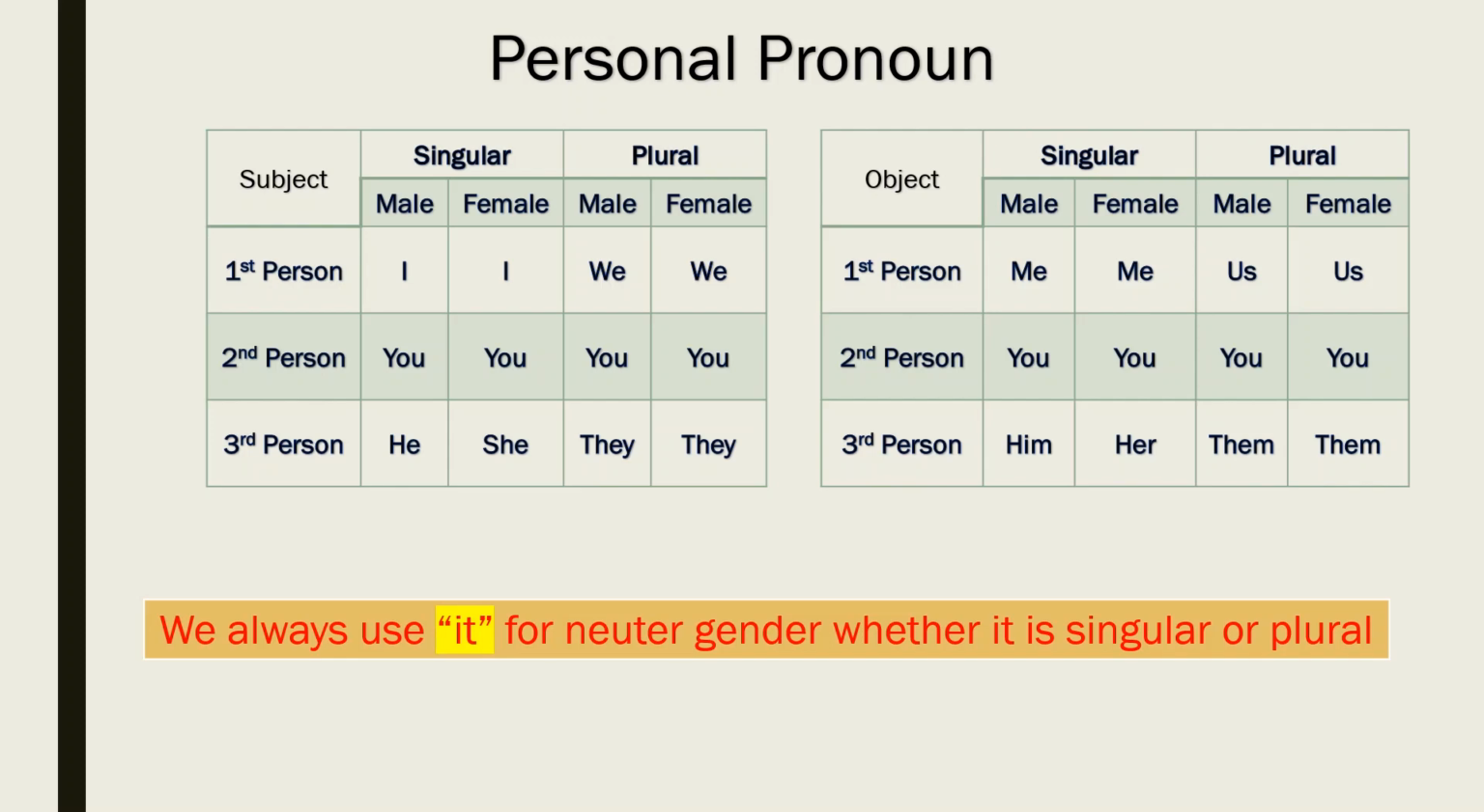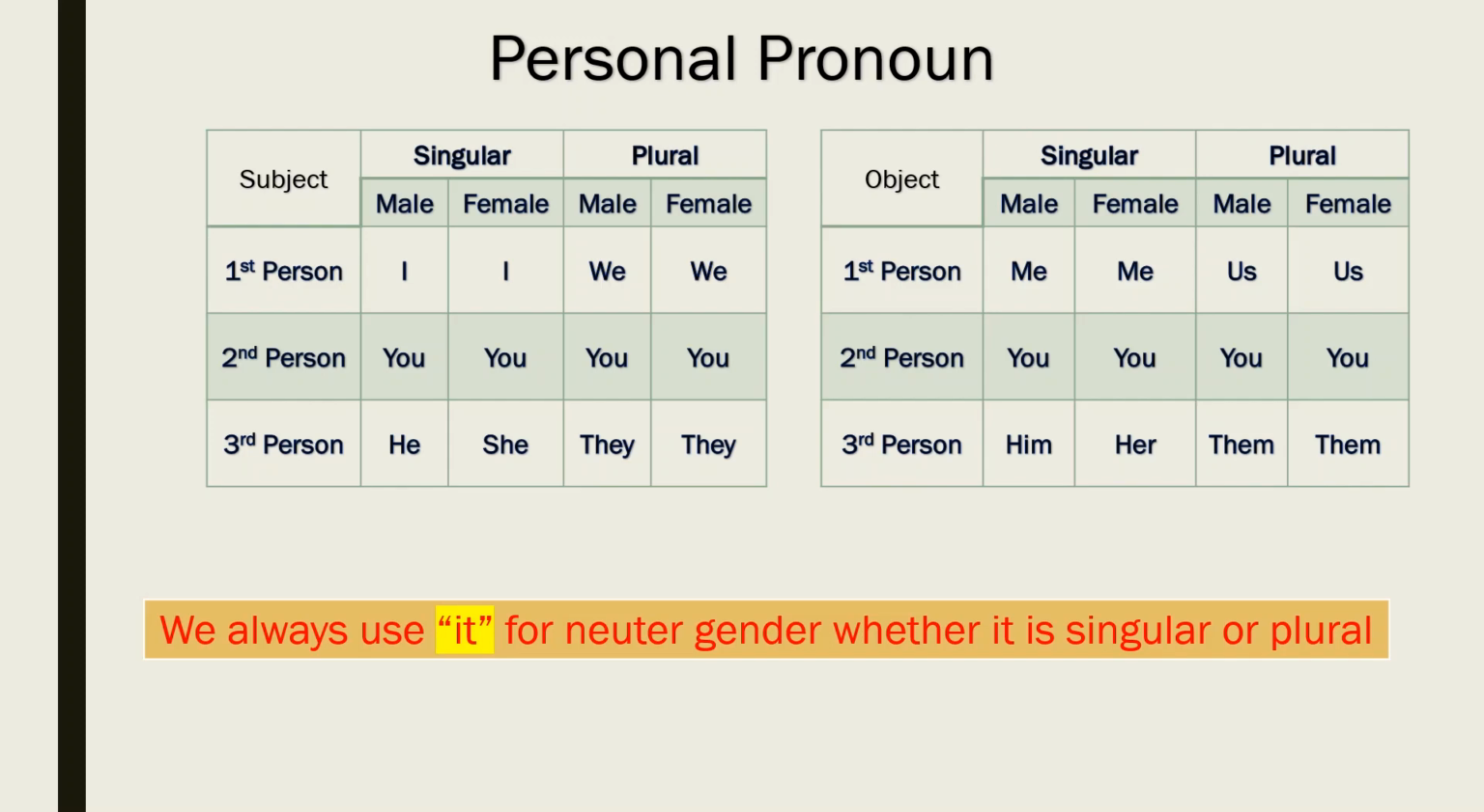So here you can see two charts. One is for subject pronoun and the second one is for object pronoun. We know that there are three persons in a particular speech. The first person, who is the first person? The first person is the speaker who is speaking a particular sentence. The second person, who is the second person? The second person is known as the listener who is listening to the particular sentence.